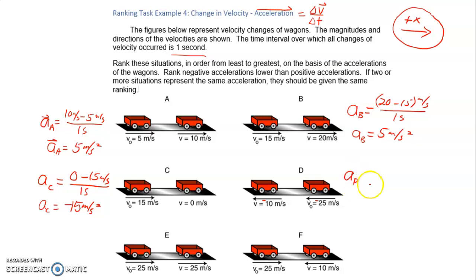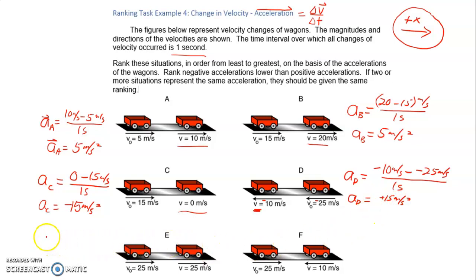So the acceleration for D is equal to the final, which notice here the final one is on the left, whereas before it was on the right for our other 3 cases so far. So it ends up here. So we say negative 10 meters per second minus negative 25 meters per second. And so the acceleration for case D is positive 15 meters per second squared.